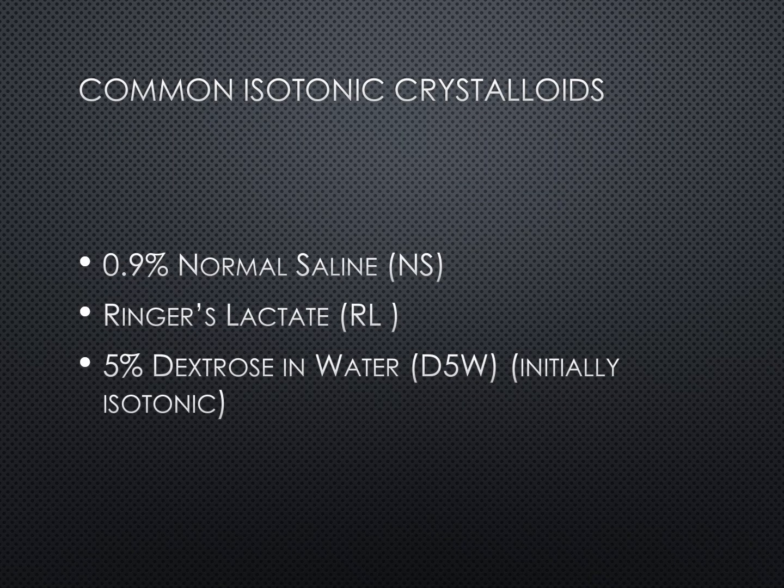Let's look at some common isotonic crystalloids. We have 0.9% normal saline, we have Ringer's lactate, and 5% dextrose in water. So simply, if you are given a question and asked to pick the odd one out, which of the following is not an isotonic crystalloid solution, you should know which one to pick.